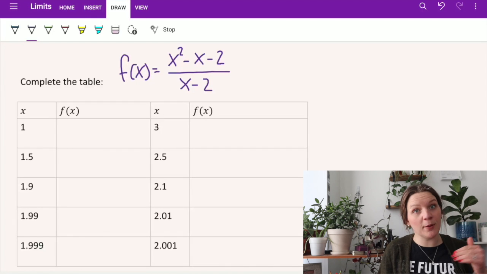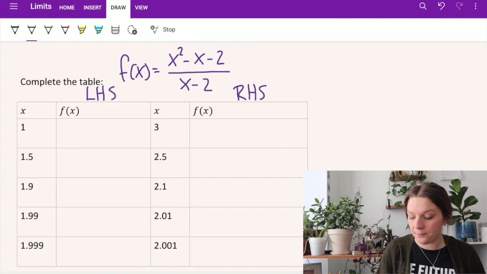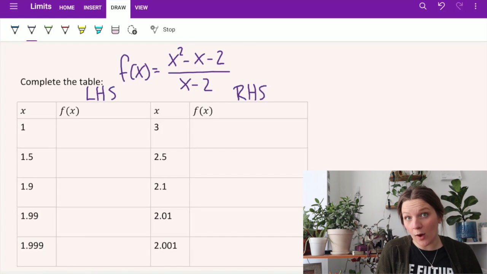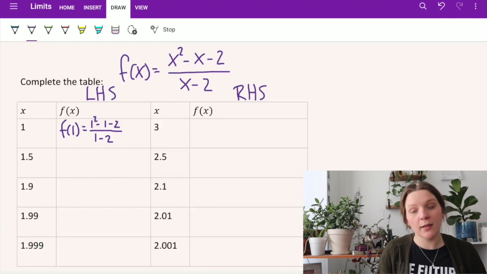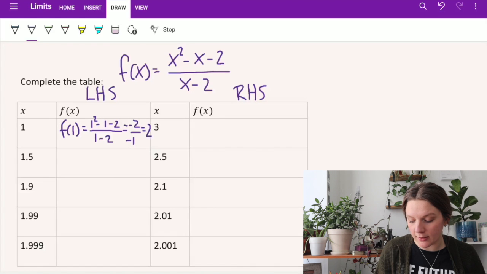So if I look at values from the left, this table will be the values on my left-hand side and my right-hand side. If I plug in a value like 1, I have 1 squared minus 1 minus 2 all over 1 minus 2, which is minus 2 over minus 1, which is positive 2. Almost ran out of room there. So I've gone ahead and evaluated these other values. So f of 1.5 is going to give me 2.5.